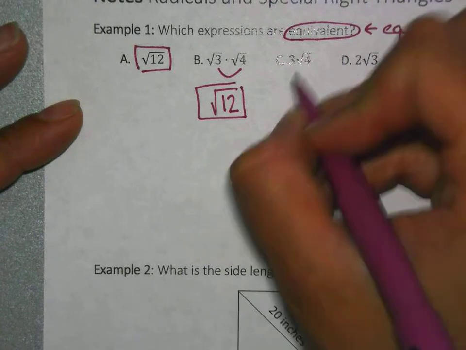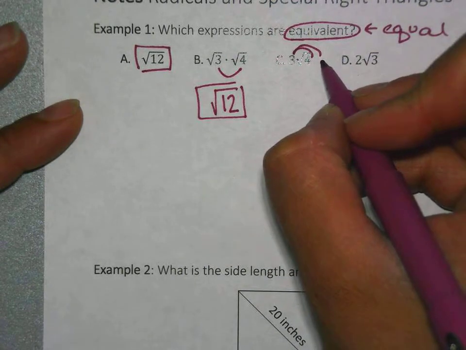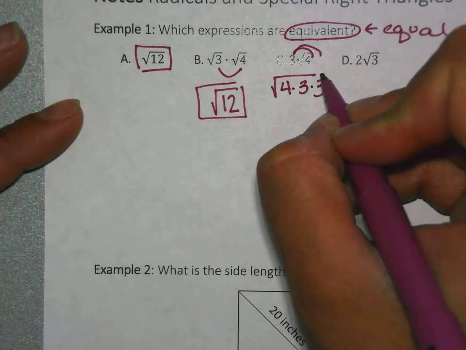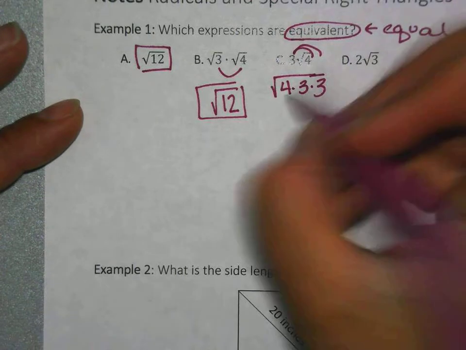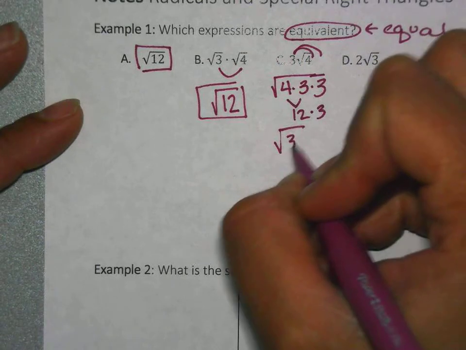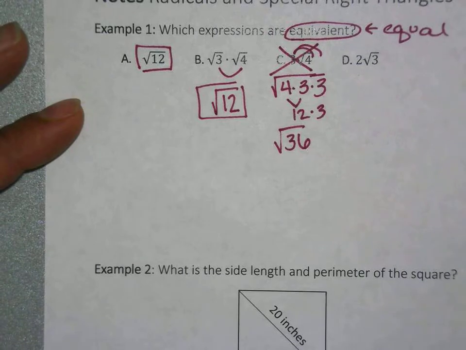For C, I'm going to put the coefficient back inside the radical to see if we get 12. So 4 times 3, and remember I put it back in twice because for it to have been removed, there needed to be 2. 4 times 3 is 12. 12 times 3 is 36. No, that is not equivalent so far to A and B.